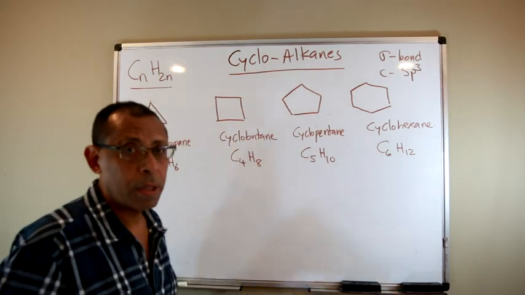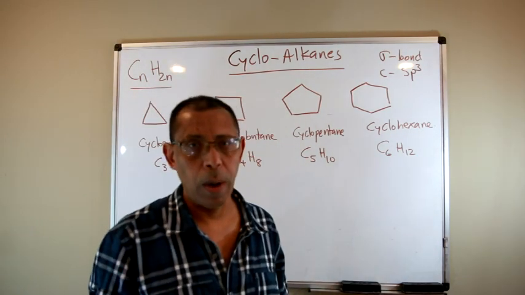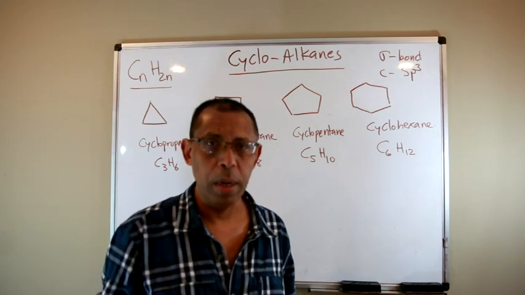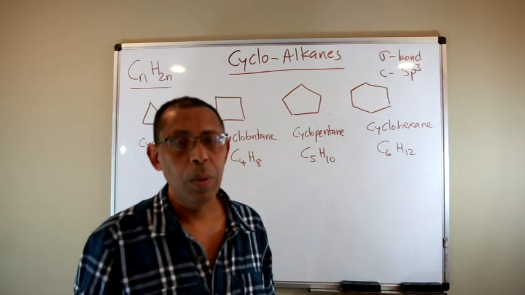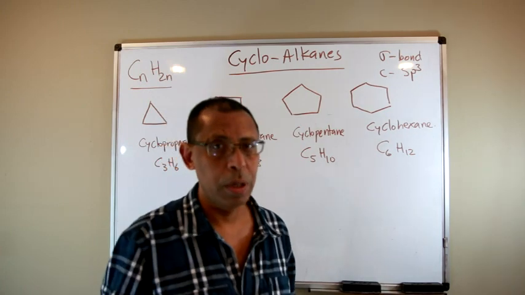The smallest or simplest cycloalkane is cyclopropane. You can only make a ring with 3 carbons. That's the lowest you can do.